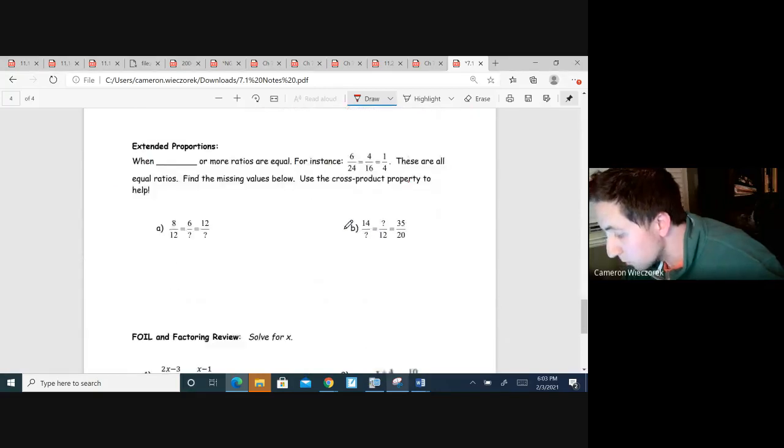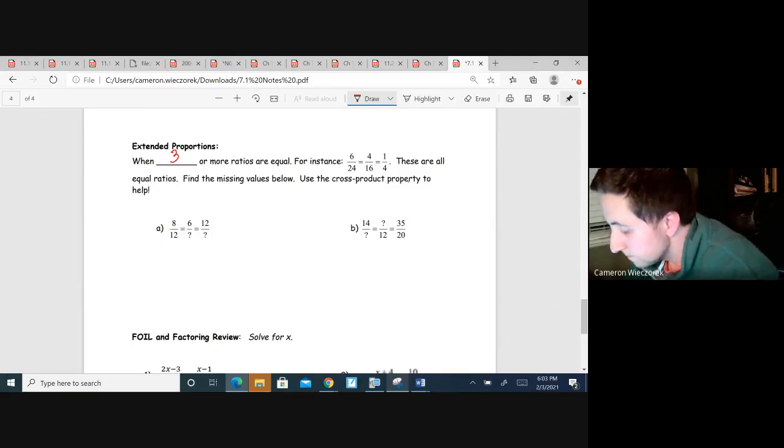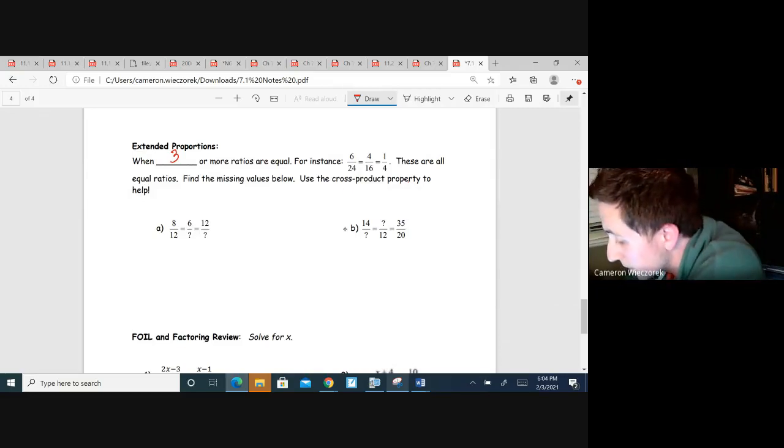Okay, extended proportions. This is when 3 or more ratios are equal. And a good way to be able to work with these is to use your cross product property, your cross multiplication. If you look at any 2 ratios that are right next to each other, you should get the same cross product. Here, 6 times 16, check this, this would be 96. 24 times 4 would also be 96.